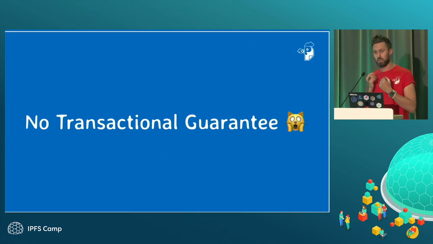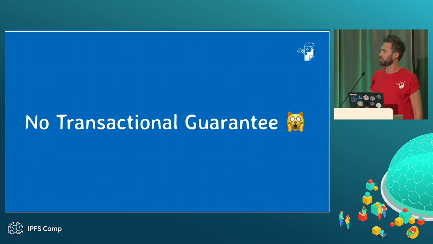But I think the biggest thing for me is that there's no transactional guarantee. Once you ask this remote node to pull this DAG from your local one, you don't know when it's done. If you've got a big file, it could take a long time. I can't just shut my laptop and wander off, because it might not happen at all. So how do I know? There's no callback that I can get that will tell me when it's finished.